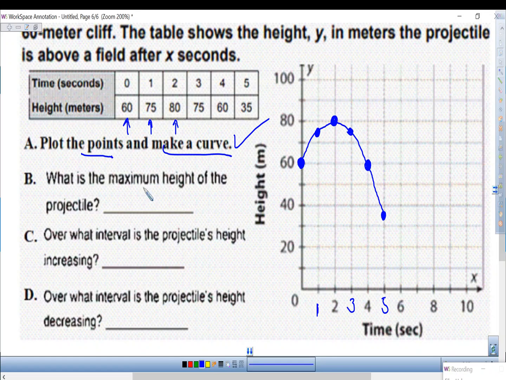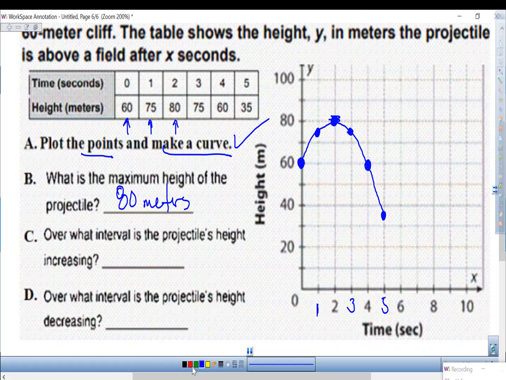Step number 2, it says, what is the maximum height of the projectile? Tell your neighbor, please. Maximum height. Everyone, it's right here, which is what? 80 meters. So for part B, just put 80 meters.